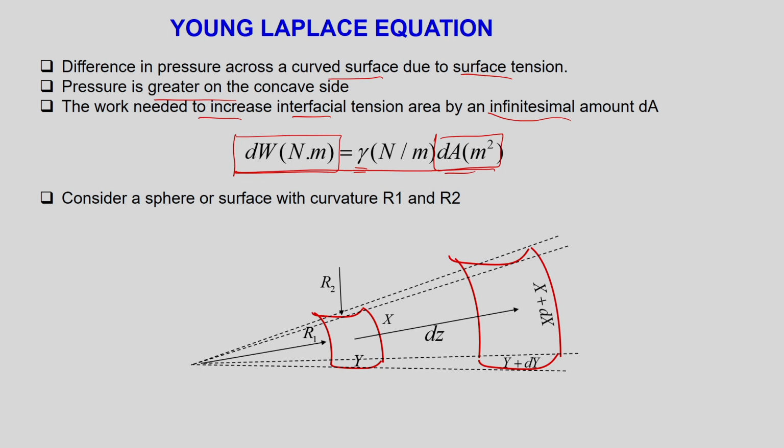So, let me see if I am doing all correctly. It is Newton per meter into meter square, it becomes Newton meter, which is joule. Now suppose you consider a sphere or a surface, you have two radii of curvature, one is this, another is this. So, two radii of curvature.